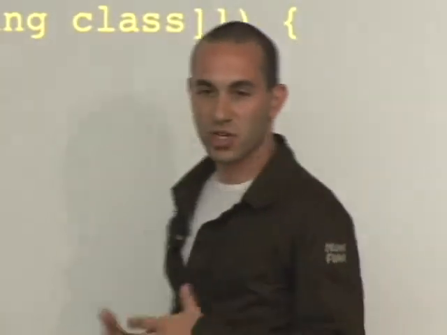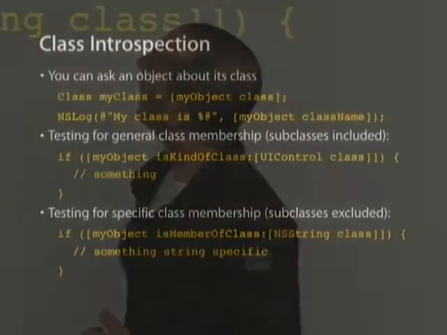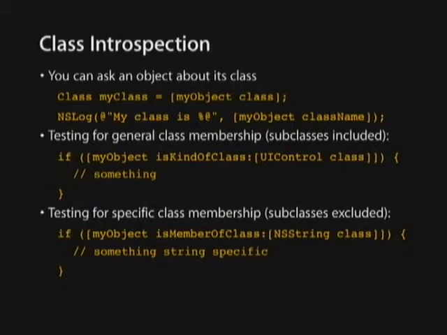All right, working with classes. I got to boogie through these. So again, class introspection. You can ask an object what kind it is. In this case, there's a couple of different methods here. There's class. You can actually get the class object for an instance. You can get the class name for an object, and then you can even ask it, isKindOfClass.